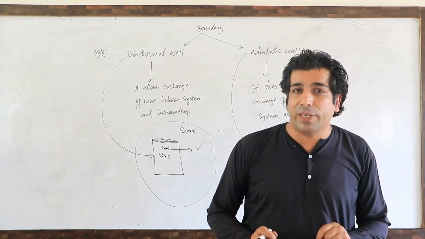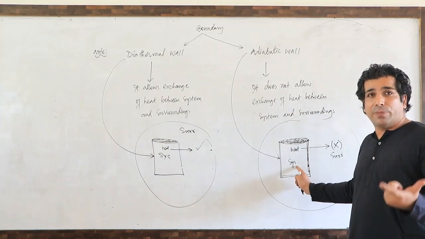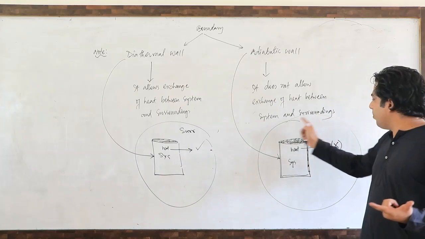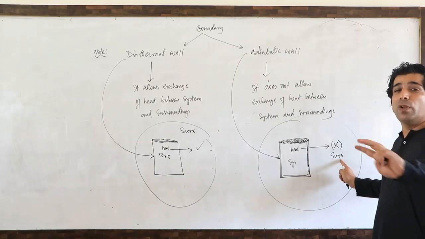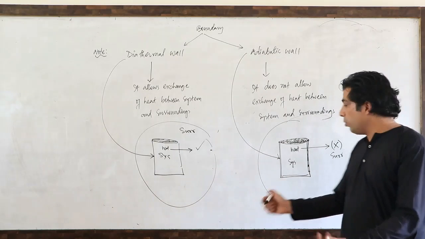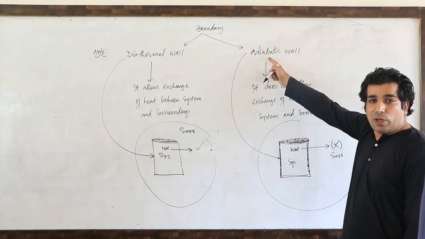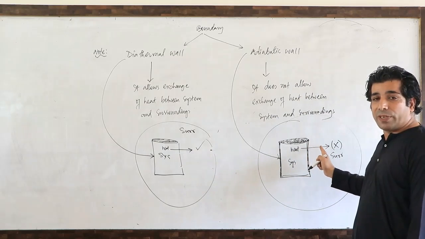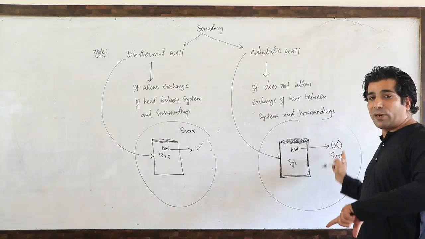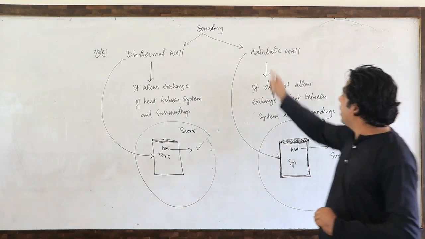Are you following, my dear friends? Even though the system may be at high temperature inside, and there may be low temperature in the surroundings, still heat will not flow. Why does heat not flow? Because this wall which is here is nothing but an adiabatic wall. It will not allow the exchange of heat between system and surroundings, or vice versa, that is surroundings into the system. No exchange of heat is possible because this is an adiabatic wall.